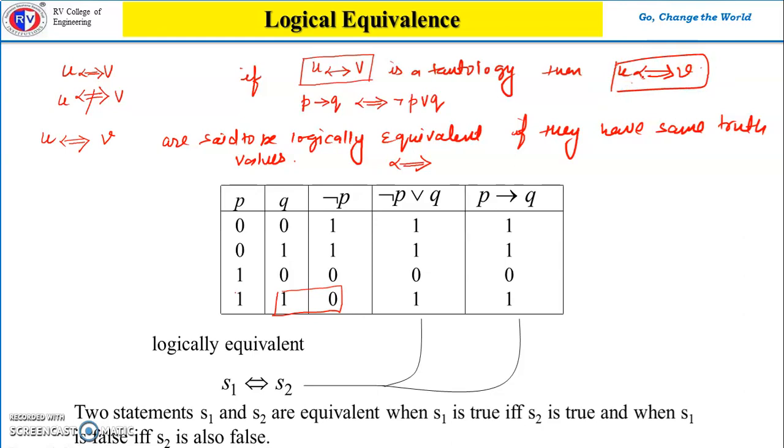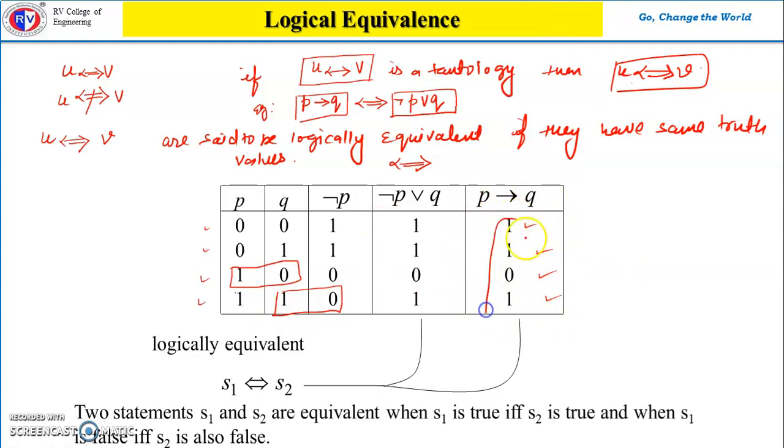Okay. So now let's take one example. If I have to check this compound proposition P implies Q is logically equivalent to negation of P or Q. So how will we check? We will draw the truth table. So P implies Q, we know, except if I have two propositions P, Q, so my input will be 0 0, 0 1, 1 0, and 1 1. So except the 1 0 pair, for all other input it will be true. So 0 0 it will be 1, 0 1 also it will be 1, 1 0 it will be 0, and 1 1 it will be 1. And this is the truth value for P implies Q.